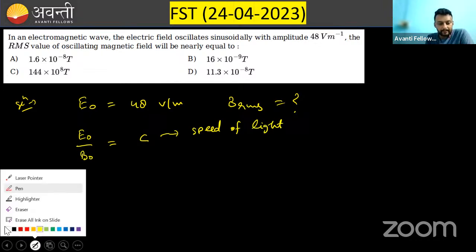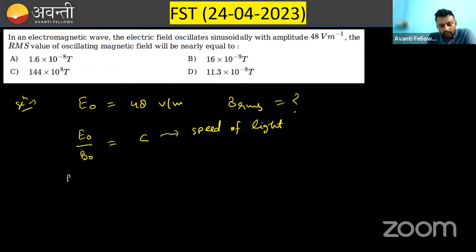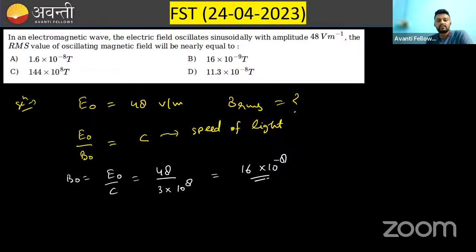So now B naught is equal to E naught by C. Place the value 48 for E naught, and C is 3 into 10 raised to the power 8. That is 16 into 10 raised to the power minus 8. This is the magnetic field. The unit of magnetic field is what?